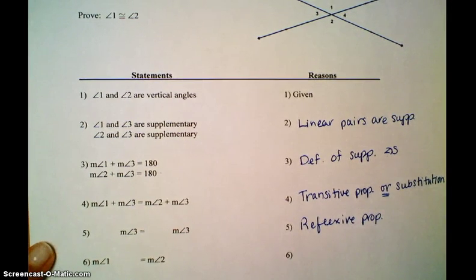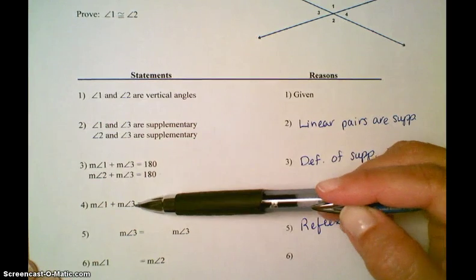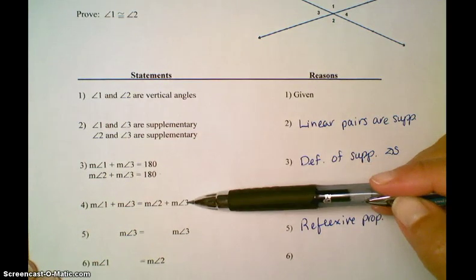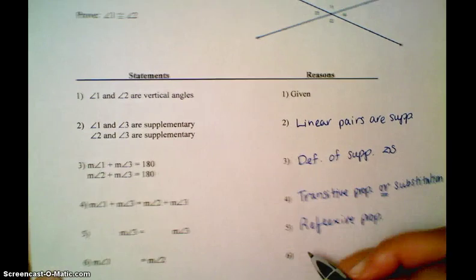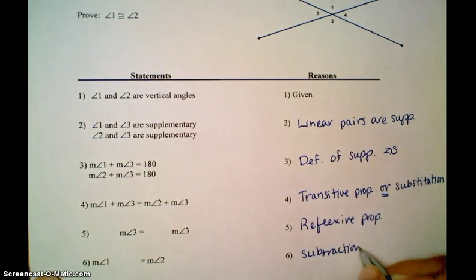And then the next step, well, if you go back to step 4, here I was adding angle 3 to both sides. I know angle 3 is equal to itself, and so I can subtract away angle 3 and get left with angle 1 equals angle 2, and that's the subtraction property of equality.